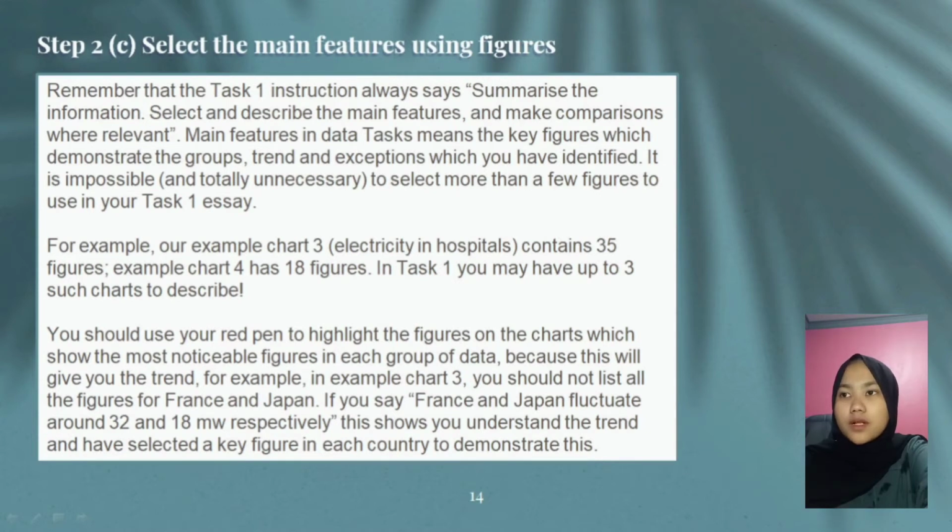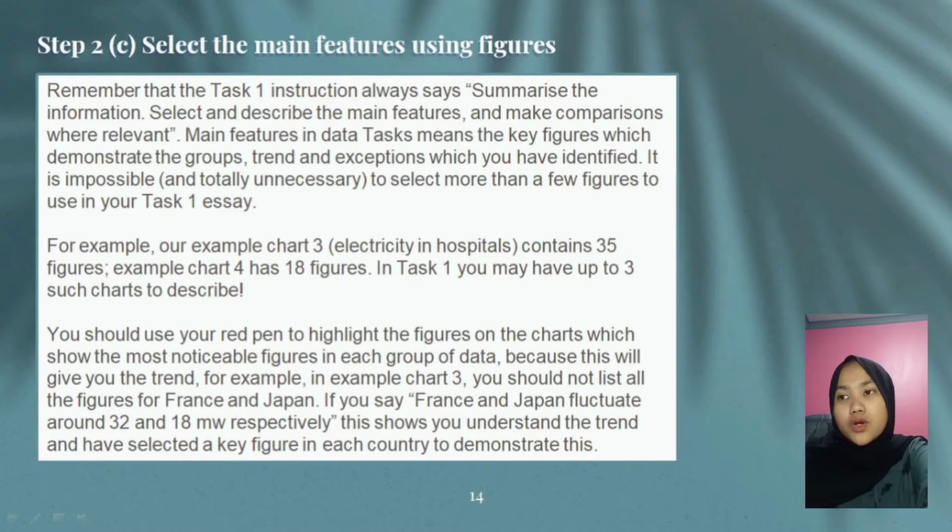It is impossible and totally unnecessary to select more than a few figures to use in your Task 1 essay. For example, our example chart 3, electricity in hospital, contains 35 figures. Example chart 4 has 18 figures. In Task 1, you may have up to 3 such charts to describe.